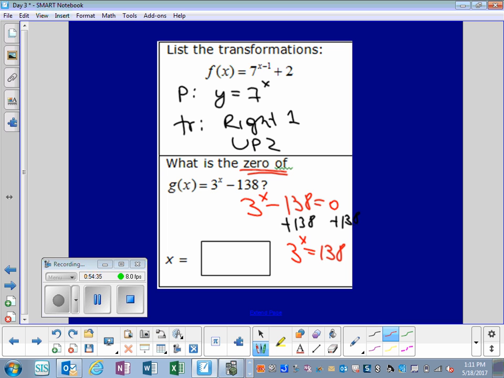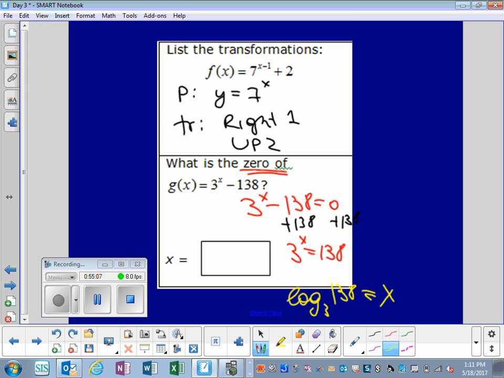Well, that's kind of weird. I don't know how to x root something. So what do I do? What is the inverse of the exponential? Log. I change this to log form. So how do we change this to log form? We keep the base, so I have log, I keep the base 3. What is the argument for the log function? Base 3, 138. I switch the input and output, equals x.